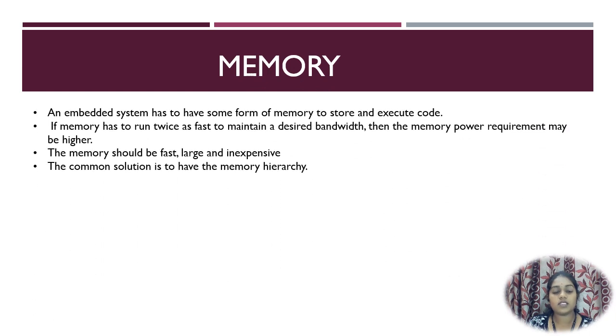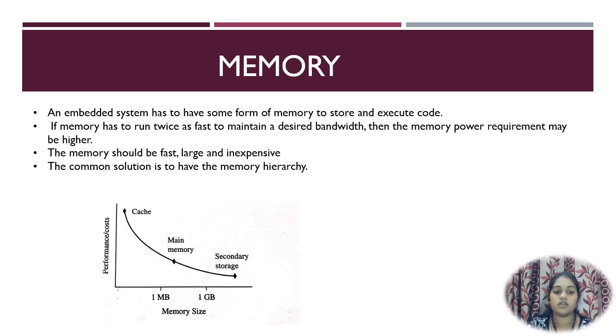Memory. An embedded system has to have some form of memory to store and execute the code. If the memory has to run twice as fast to maintain the desired bandwidth, then the memory power requirement will be higher. The memory should be fast, large, and inexpensive. The common solution is to have a memory hierarchy. It consists of a cache, main memory, and secondary storage, which trade off memory size, performance, and cost.